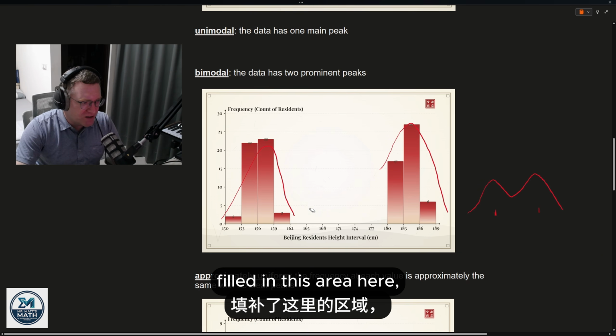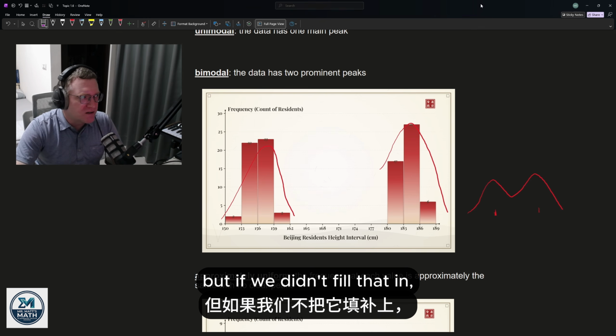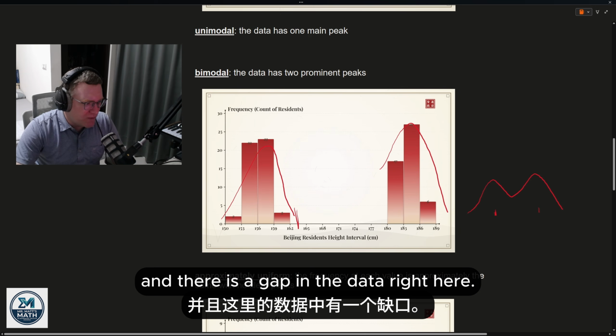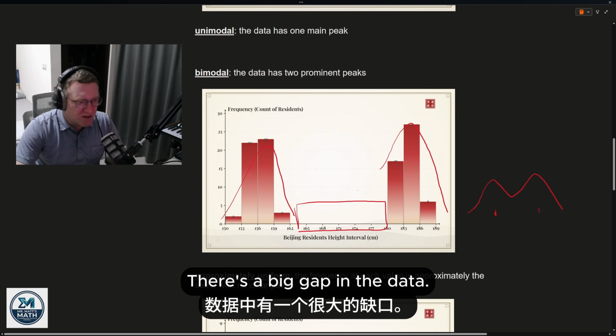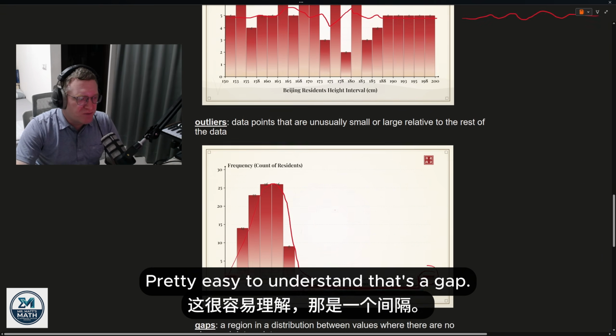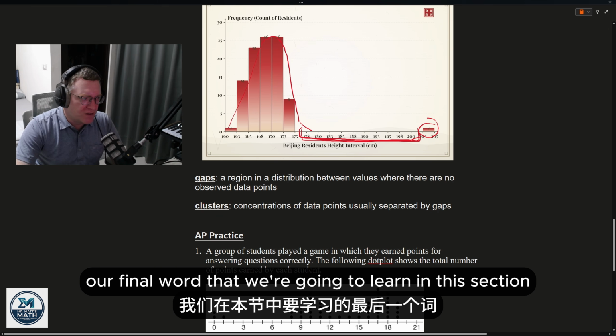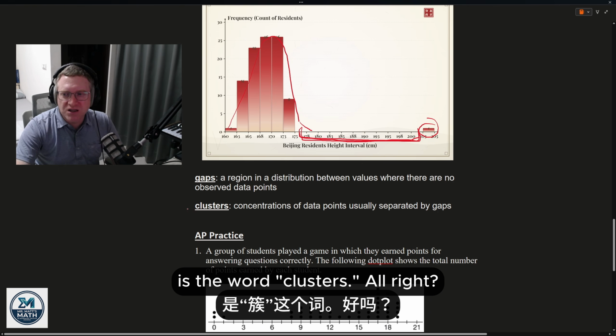Filled in this area here, but if we didn't fill that in, then we would have something like this, and there is a gap in the data right here. There's a big gap in the data. So pretty easy to understand. That's a gap.